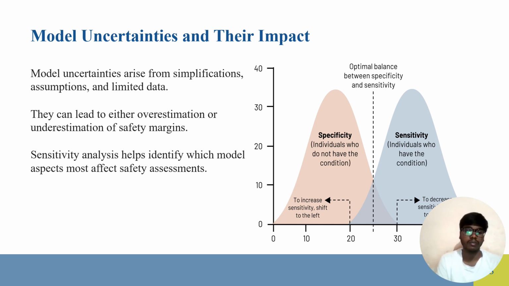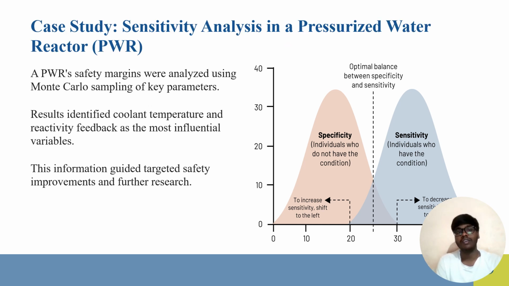And now let us discuss the case study: sensitivity analysis in a pressurized water reactor. PWR safety margins were analyzed using Monte Carlo sampling of key parameters. Results identified coolant temperature and reactivity feedback as the most influential variables. This information guided targeted safety improvement and further research.